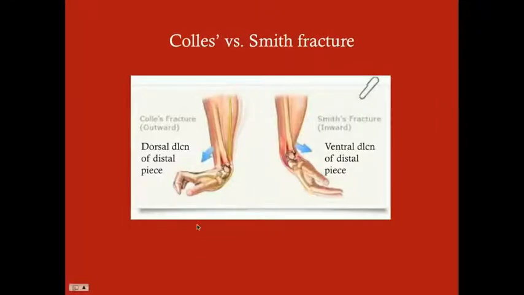So just to compare Colles fracture and Smith's fracture, which we'll talk about, really the only difference is that a Colles fracture is a dorsal dislocation of the distal piece, and a Smith's fracture is a ventral dislocation of the distal piece. Other than that, they're the same thing.